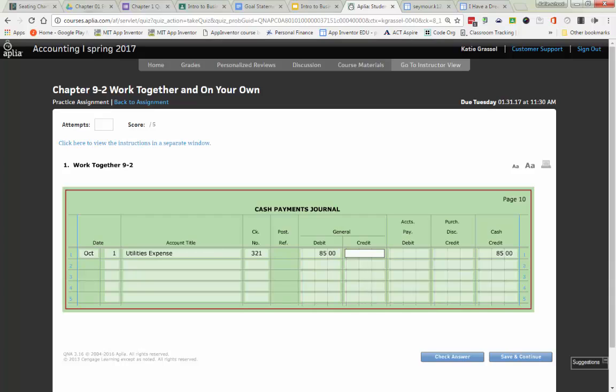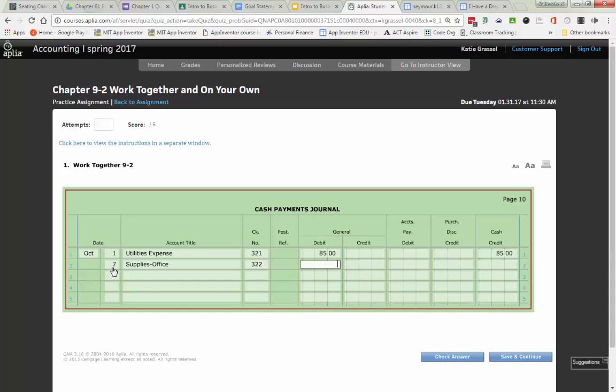The 7th, paid cash for office supplies, $52. C322. We're going to put the date of the 7th on there. Isaac, what's my account title? Yes, we got to make sure we do supplies office. Do not use supplies expense. That would be a no-no. Go ahead and put in my check number 322.